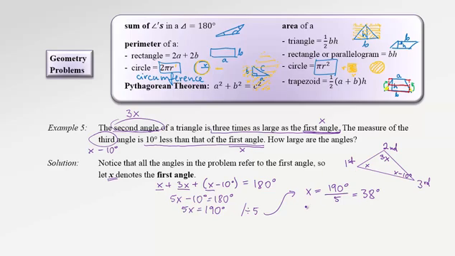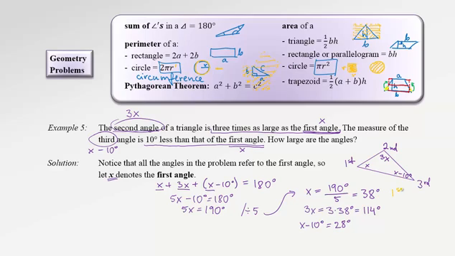But x is just the first angle. What about the second angle? Well, the second angle is represented by the expression 3x, so we need to know what 3x is. Well, 3x is 3 times 38 degrees, which is 114 degrees. And finally, the third angle is given by the expression x minus 10 degrees, so that's 38 minus 10, which is 28 degrees. Okay, so we have everything done.